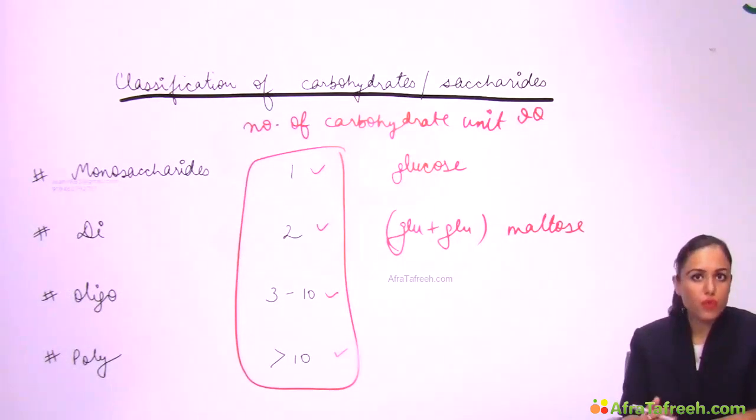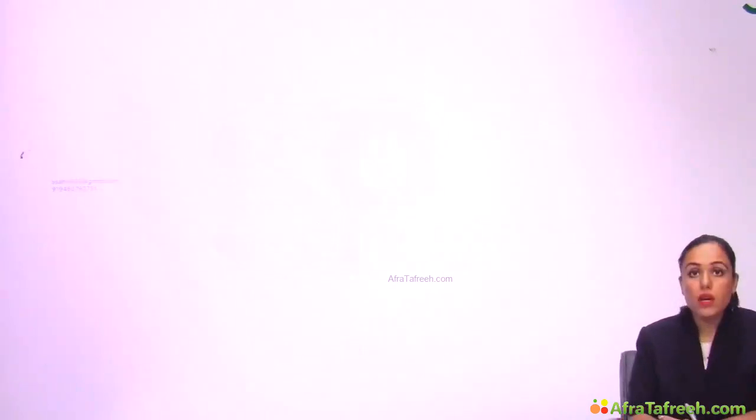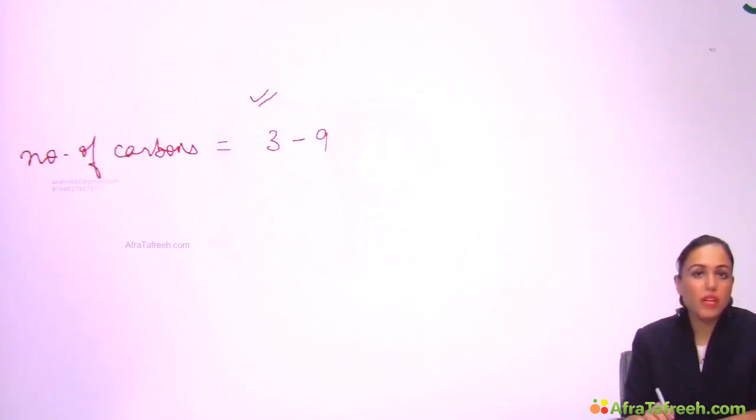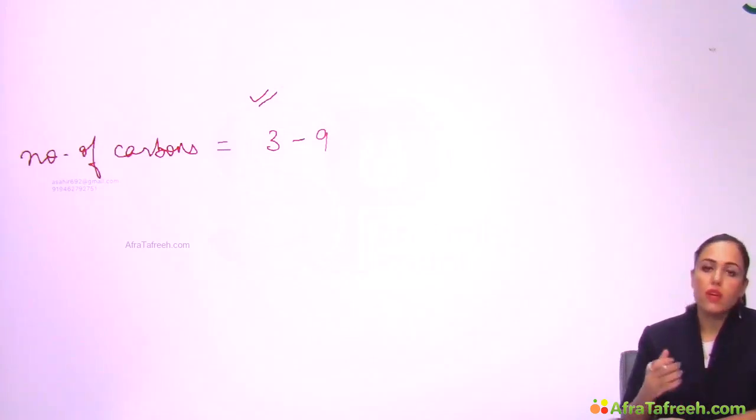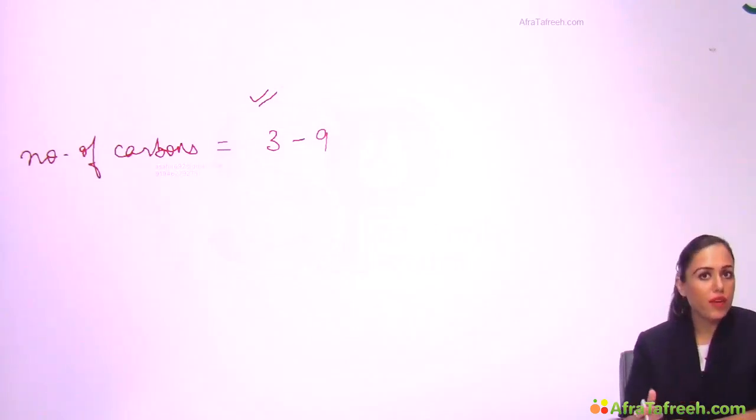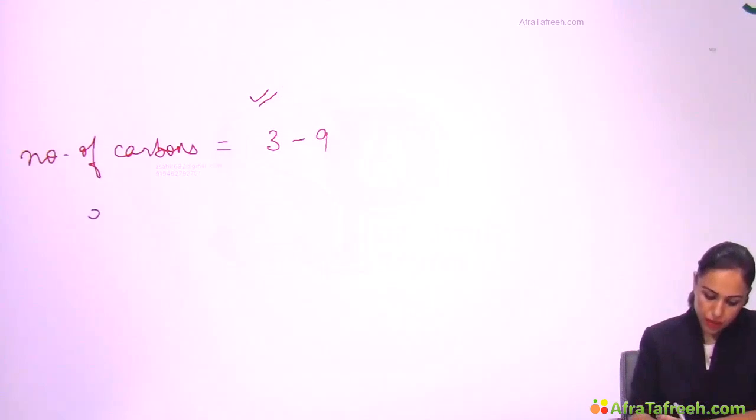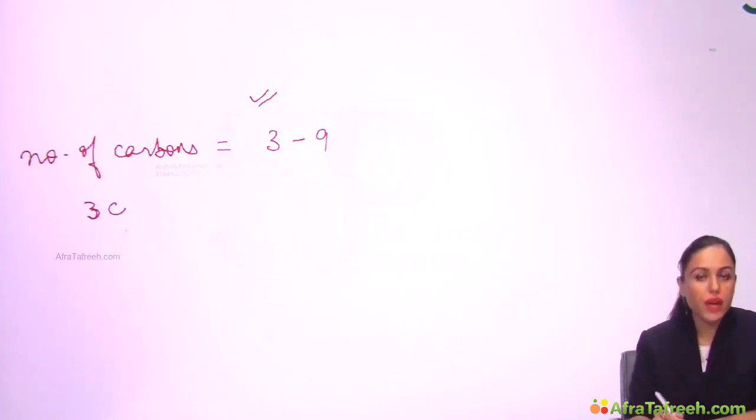First we are going to take monosaccharides. Now, number of carbons in monosaccharides range from 3 to 9. That is, minimum carbon is 3, maximum is 9, and there is no carbohydrate with 8 carbons. For example, 3 carbon aldehyde is glyceraldehyde, 3 carbon keto is dihydroxyacetone.